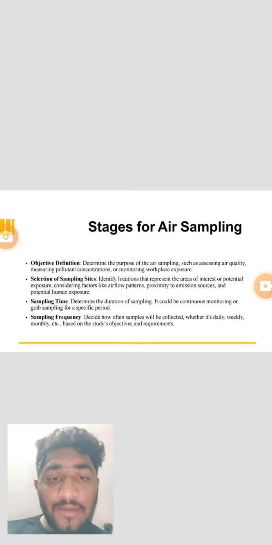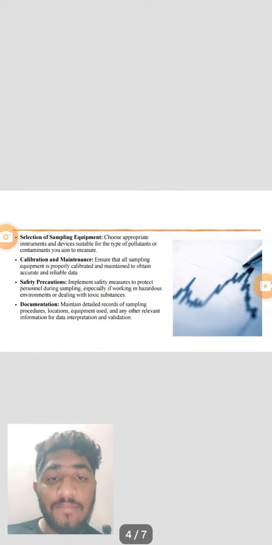Sampling time: determine the duration of the sampling. It could be continuous monitoring or a grab sample for a specific period. Sampling frequency: decide how often sampling will be collected, whether daily, weekly, monthly, etc., based on the objective and requirements of the study.